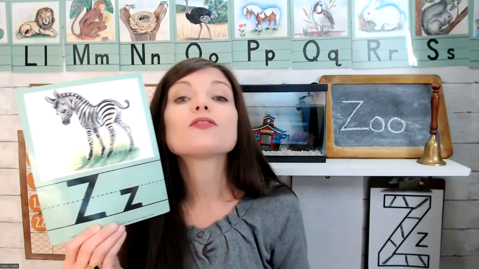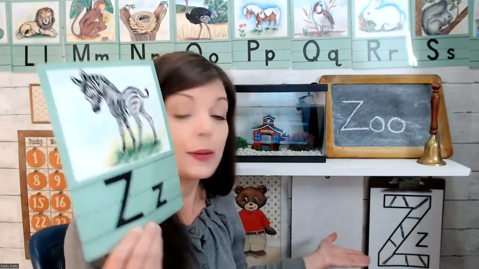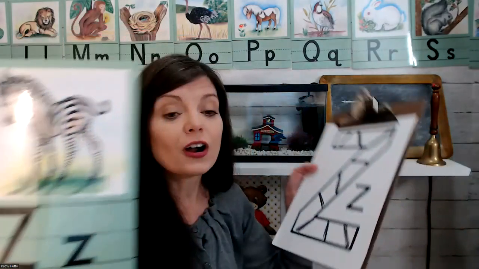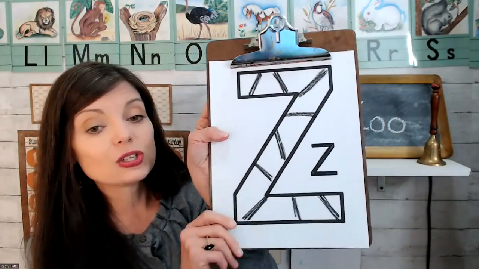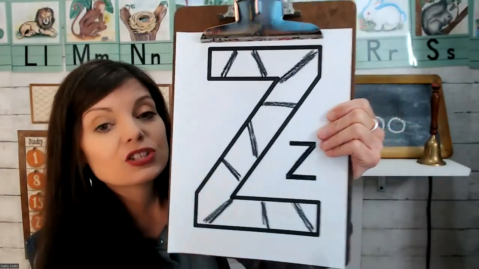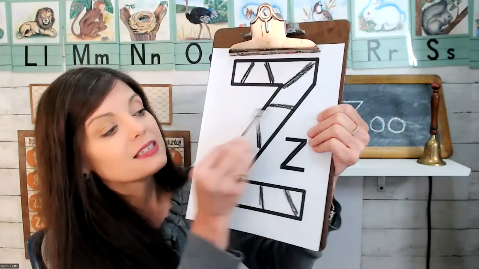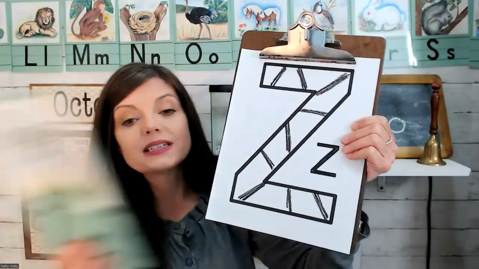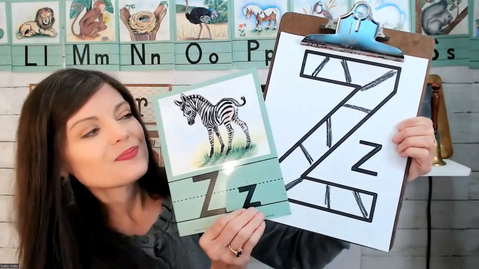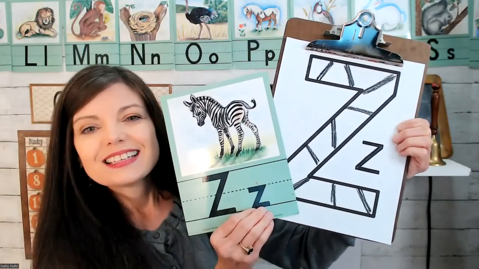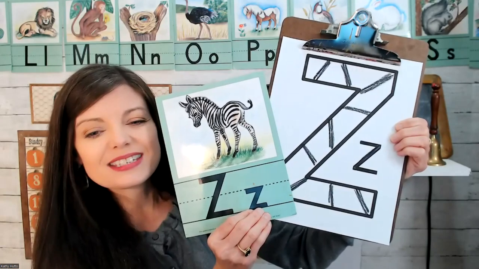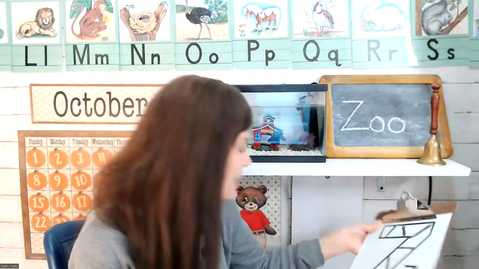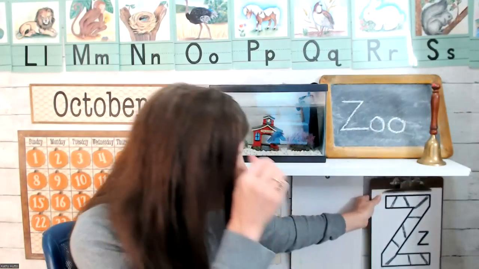Well, Z is for zoo, and zebras live at the zoo. Here's a zebra on our card, and I decorated my Z to look like a zebra. I just used my black crayon and I made some stripes. So what letter is this that we're decorating? It's letter Z, letter Z.